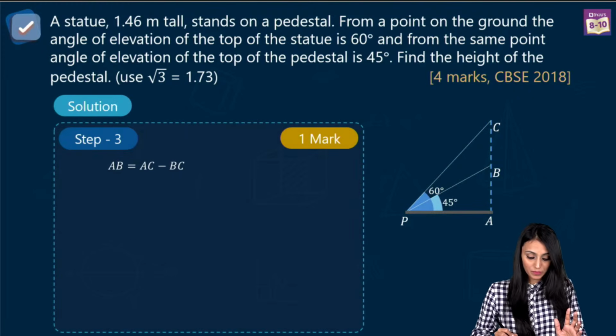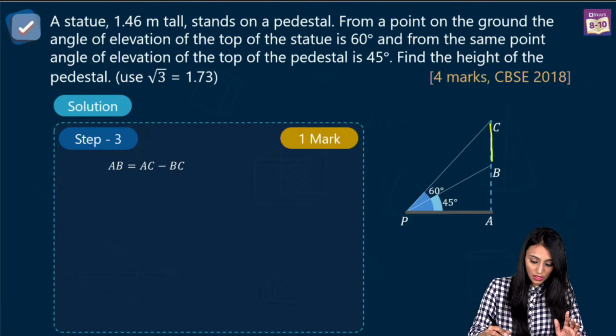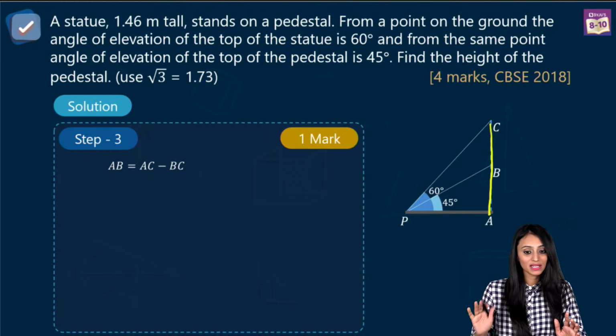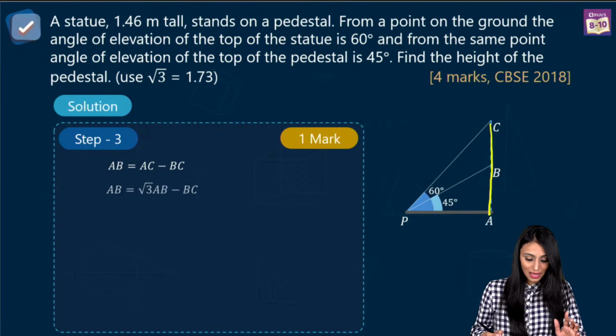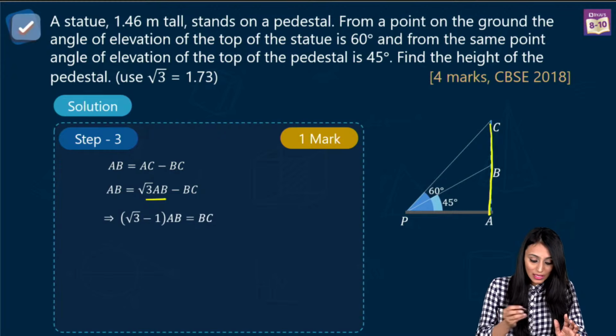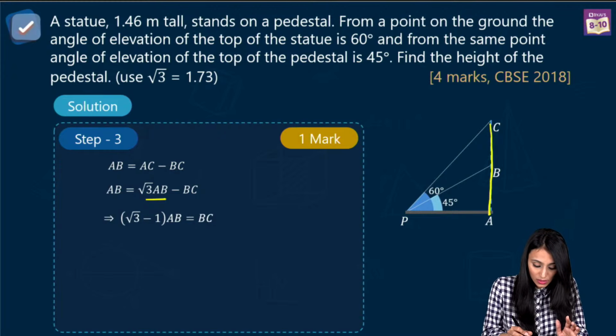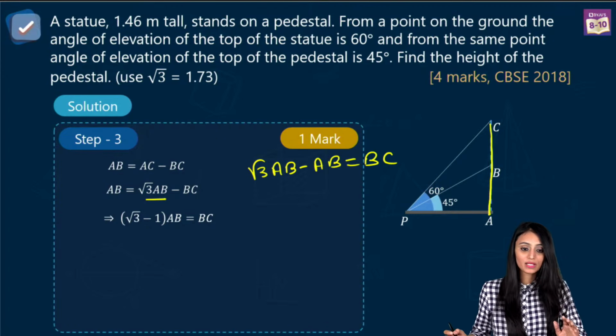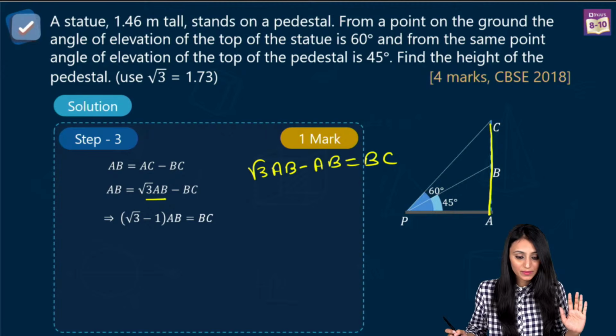Alright, let's move ahead. So this AB, this is what? This AB could be written as AC minus BC, right? And AC is what? That's root 3 AB. This is what we got in the previous step, minus BC. Now let's take this to the other side. Let me show you the step here. I can write this as root 3 AB, I'm changing the sides, minus AB equal to BC. Correct? It can be written this way.